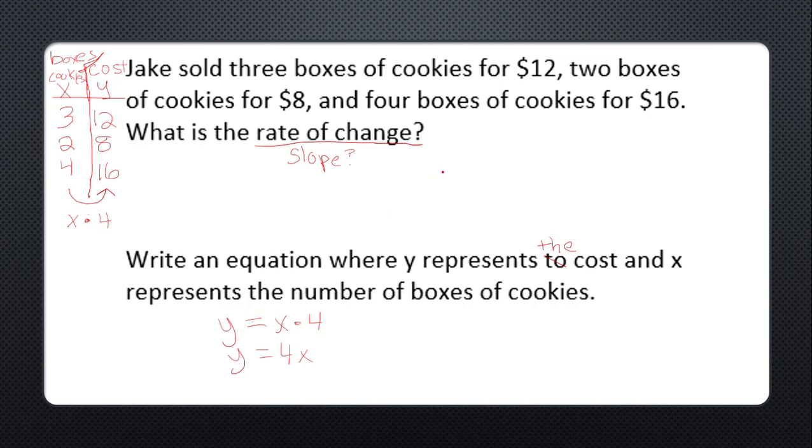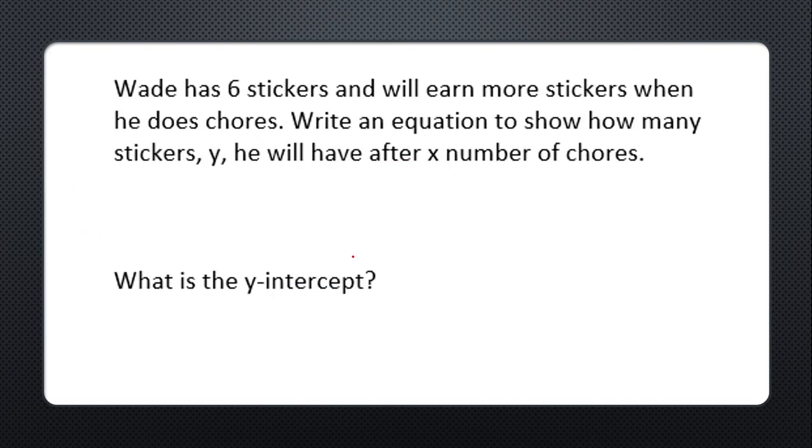Our slope, remember our formula, y equals mx plus b. The slope is the number in front of the variable. So the slope in this case is 4 over 1. Remember we talked about the last problem, how you need to put a ratio, so that's why I put it over 1.